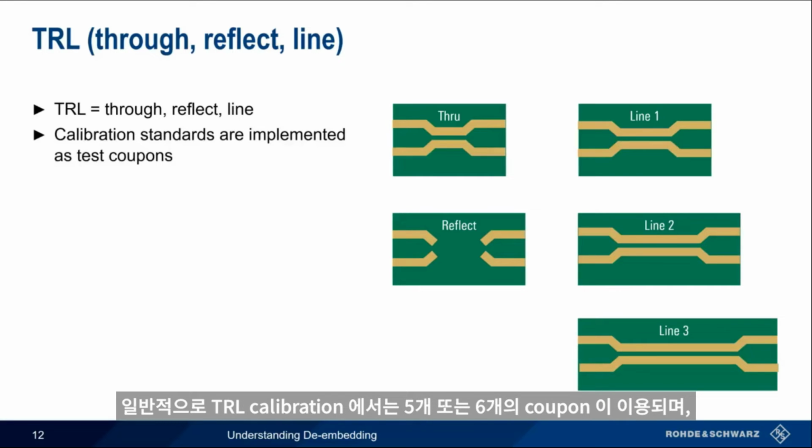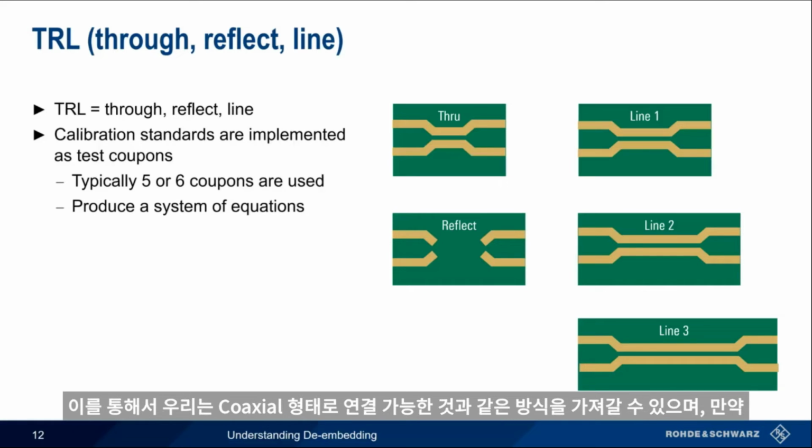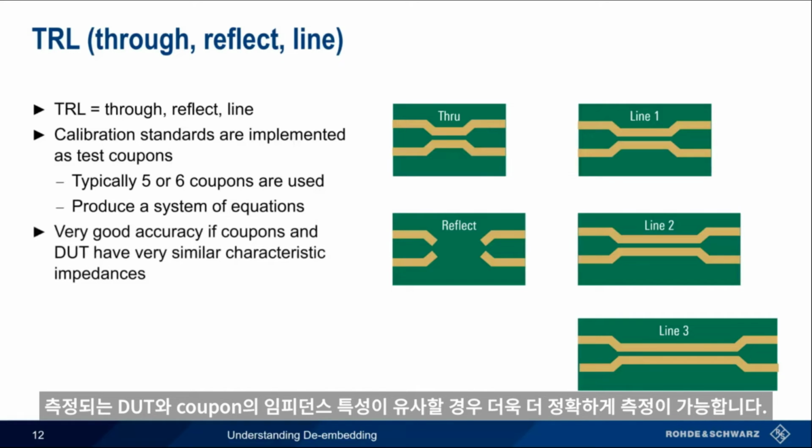Typically, TRL calibration uses 5 or 6 coupons of various types. Making measurements with multiple coupons creates a system of equations that can then be solved for the so-called error terms, similar to how this is done in the case of coaxial DUTs and cal standards. This methodology provides very accurate results if the coupons and the DUT have similar characteristic impedances.